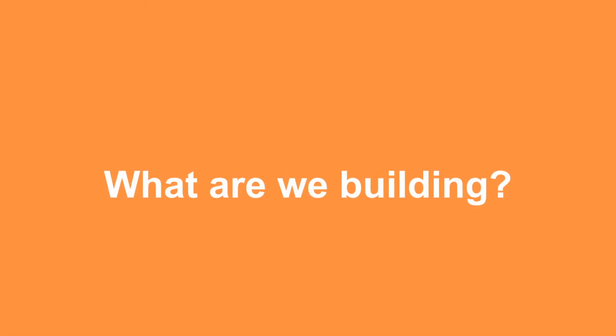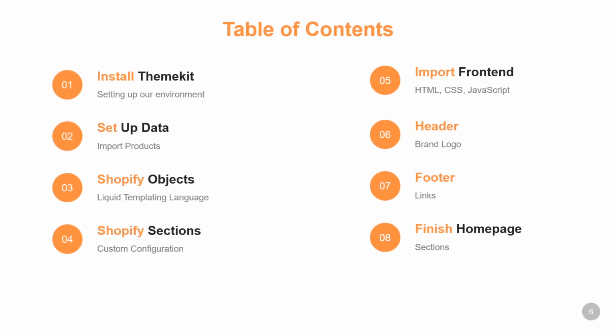Let me go back to our slides here. Here is a table of contents of what we're going to cover. First off, we have to set up our environment. So we will show you how to install a tool called ThemeKit. We will give you data: products, collections, navigation menu. We will give you all of that so that you don't have to create your own data. We will give you that data and then work with it.